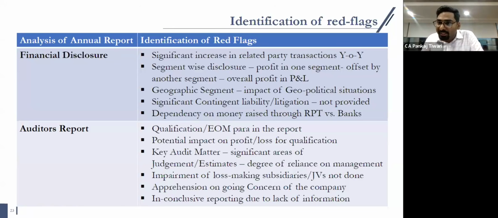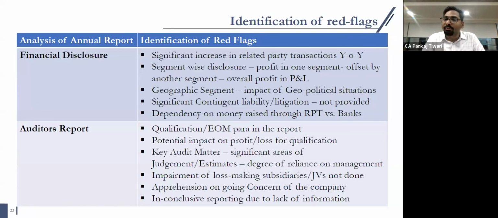Now, in one of the entities which we were evaluating, the contingent liability amount was more than the net worth of the company. So tomorrow, if this contingent liability falls due on the company, the entire net worth will get eroded. So that's a red flag for us, basically. If you have a significant exposure in terms of contingent liability, maybe coming out of an income tax litigation, a vendor litigation or a customer litigation, it needs to be evaluated very thoroughly.